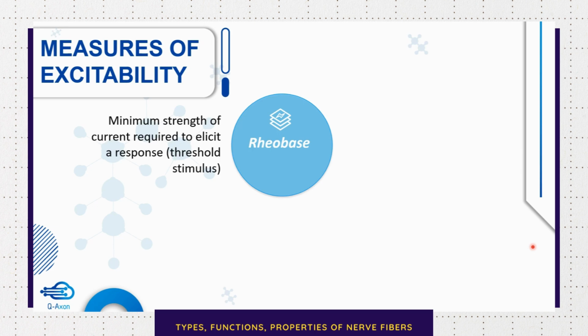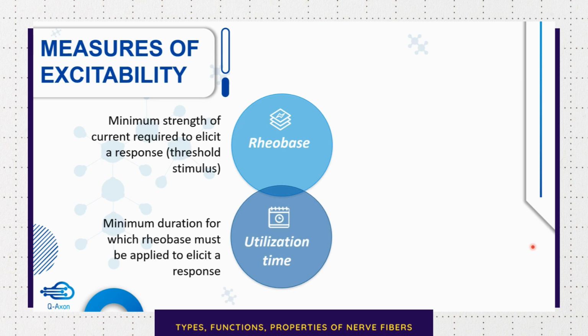But there is another factor which is equally important, and that is the duration for which you will apply the rheobase. So the minimum duration for which the rheobase is applied to elicit a response is called utilization time. Now this means that if the rheobase and the utilization time are low, then the cell is highly excitable because it is easily responding to the stimulus.